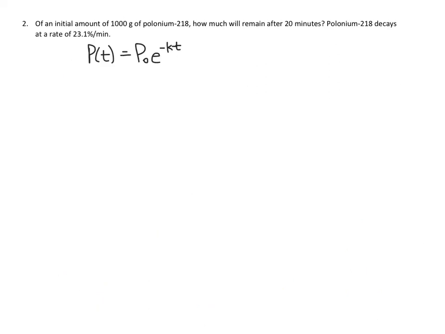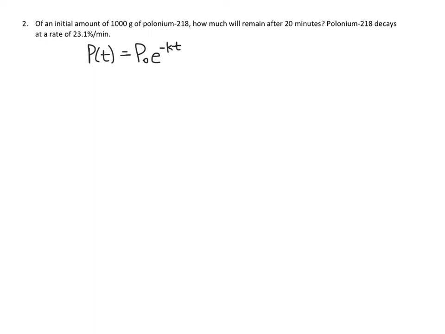In this next example, of an initial amount of 1,000 grams of plutonium-218, how much will remain after 20 minutes? Plutonium-218 decays at a rate of 23.1% per minute. Well, we know that our model for exponential decay looks like this equation here. We have P of t equal to P sub 0 e to the negative k times t, where P sub 0 is the initial amount and our k is our decay rate. Notice we have a negative sign here because we are experiencing exponential decay rather than exponential growth.